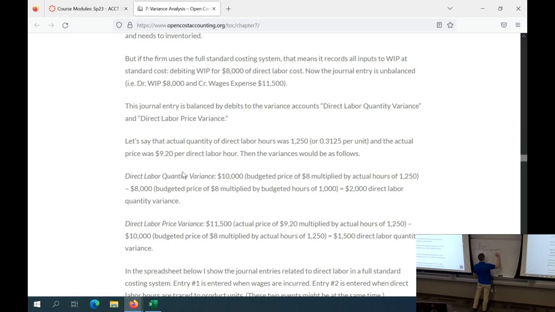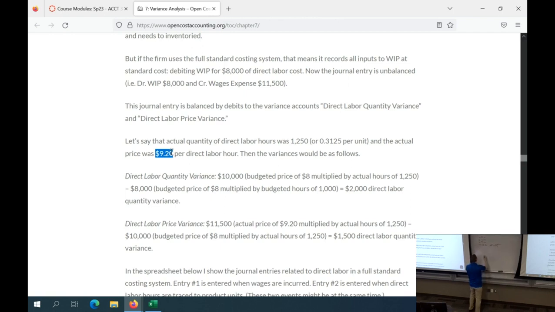Direct labor hours per finished goods unit. Now we know the actual total was 11,500, but if we need to break that down, the actual quantity is 1,250. So we used 0.3125 per unit instead of 0.25 per unit, direct labor hours it is. It took us longer than we would have expected to get that many units produced. So our actual quantity was 1,250 and actual price $9.20.